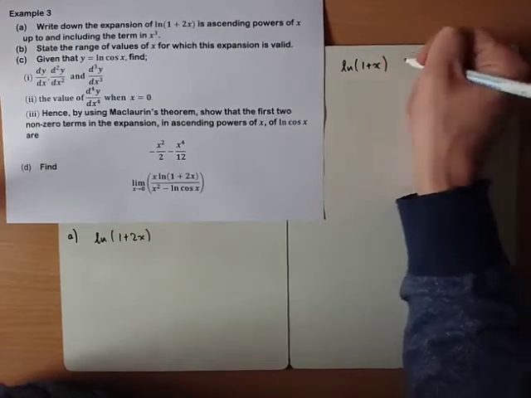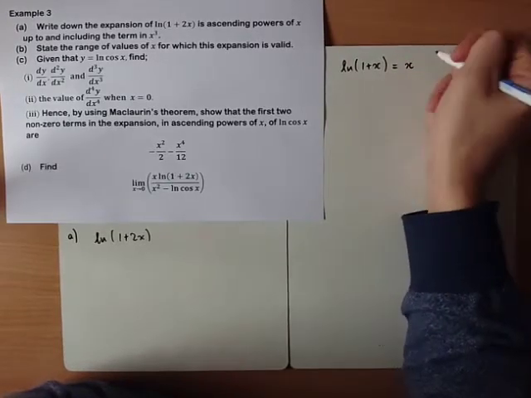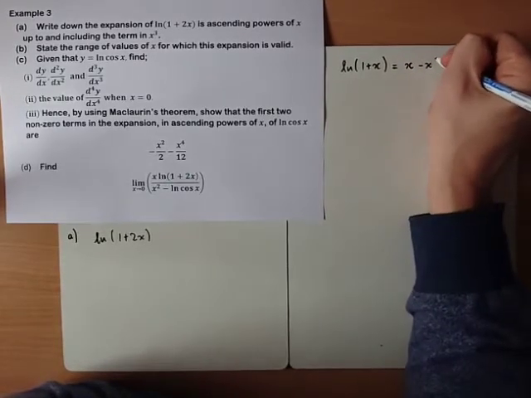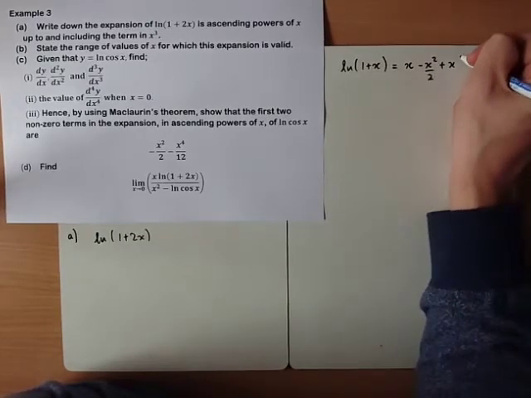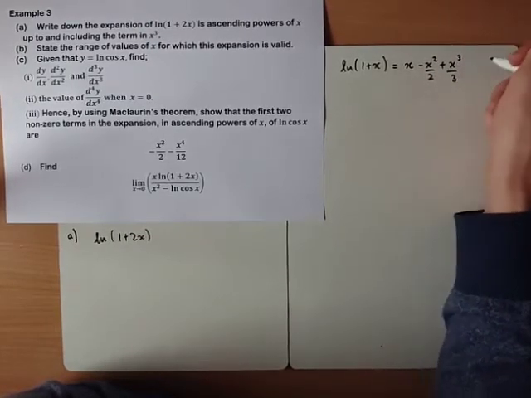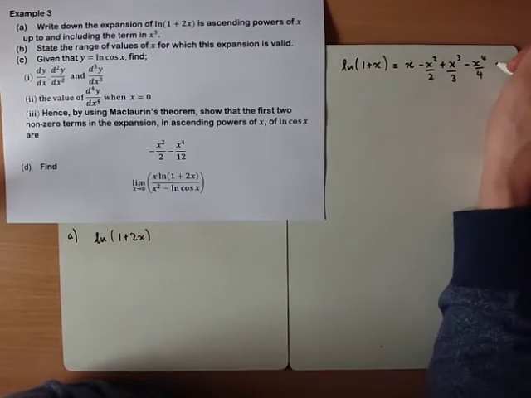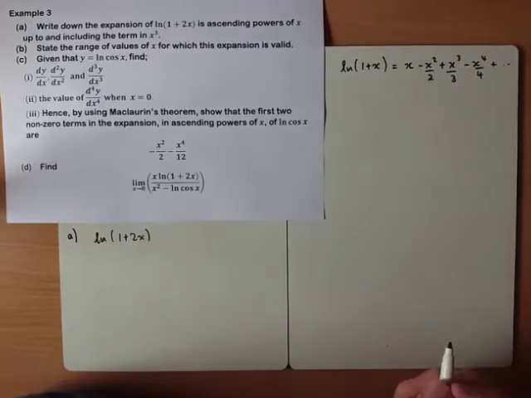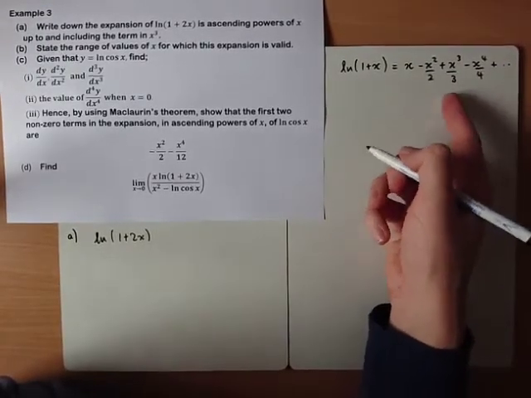1 plus x, which is x minus x squared over 2 plus x cubed over 3 minus x to the 4 over 4. Not a factorial pattern in the denominator of this one. Okay, but don't forget you do get this in the formula booklet.